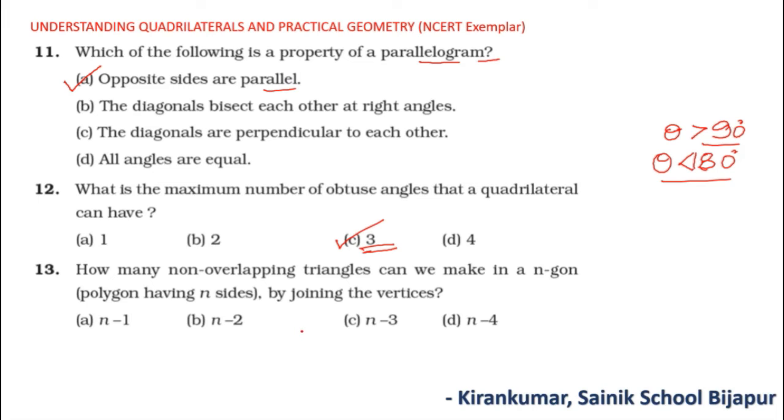If all the angles become obtuse, it cannot be a quadrilateral. You cannot have a quadrilateral.